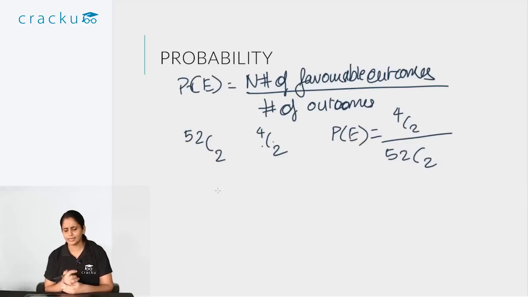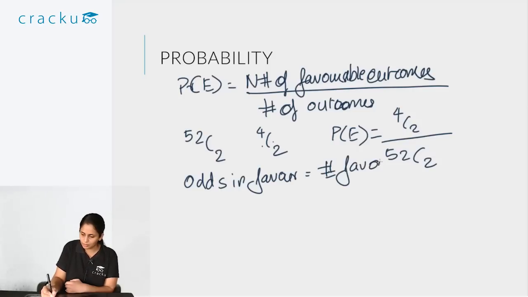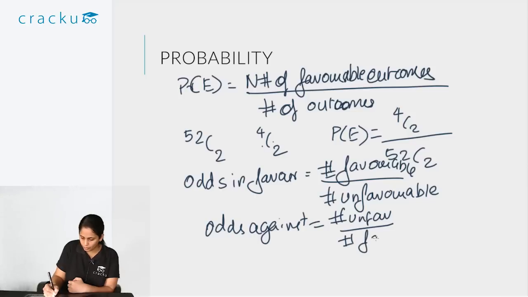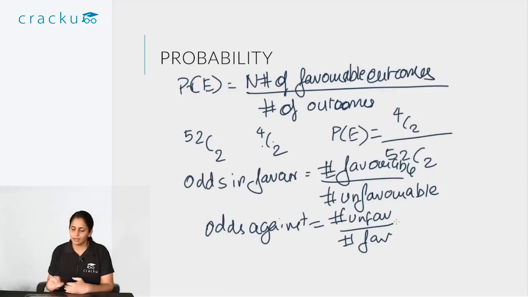Another definition that is there is odds in favor. So odds in favor is essentially the number of favorable outcomes divided by the number of unfavorable outcomes. Odds against is essentially the inverse of that, that is the number of unfavorable outcomes divided by the number of favorable outcomes. That is the basic concept of odds in favor and odds against.